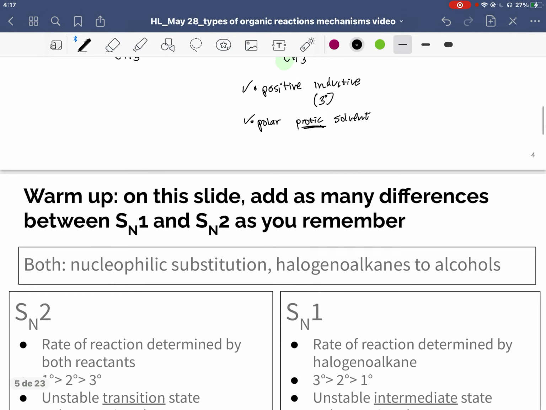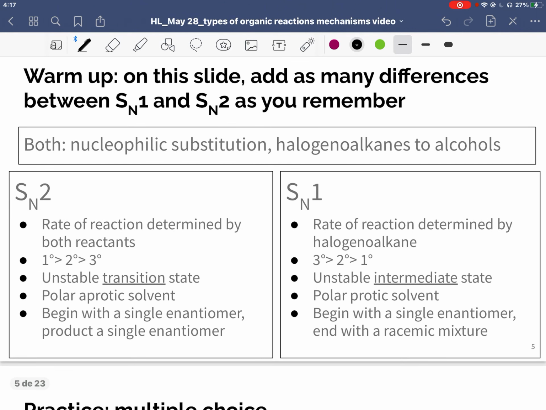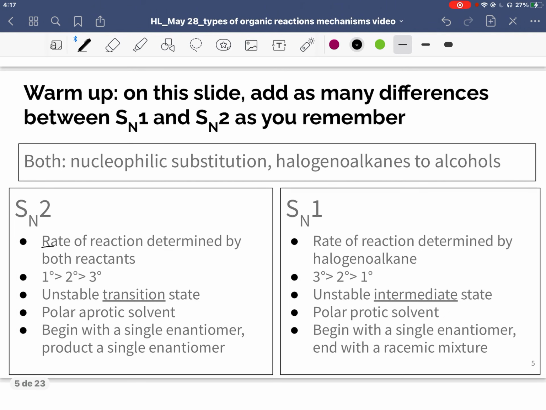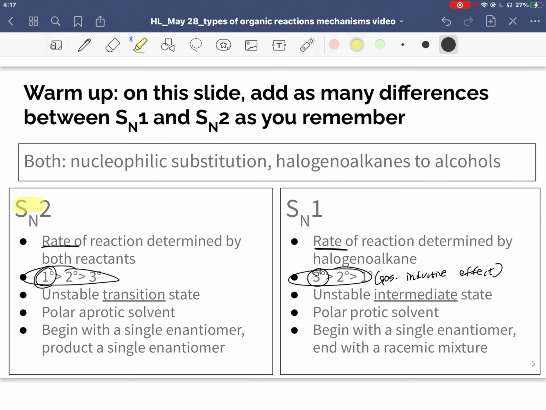All right, to summarize, what did we talk about with SN1 and SN2? Well, the rate of reaction is dependent on primary, secondary, tertiary, so SN2 works really well with primary, SN1 works really well with tertiary, again, because of the positive inductive effect. Both have some unstable thing that happens in the middle of the mechanism. For SN2, that's a transition state. For SN1, that's actually a full intermediate. There's two steps to SN1.